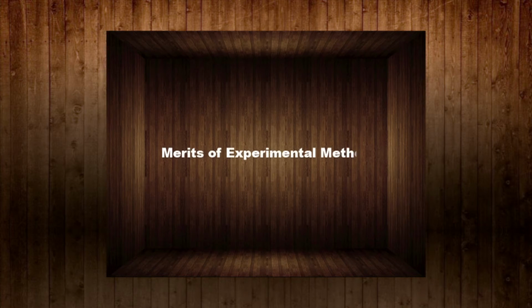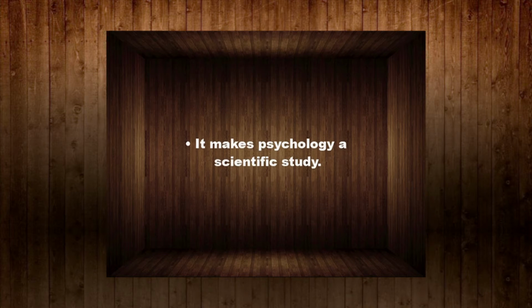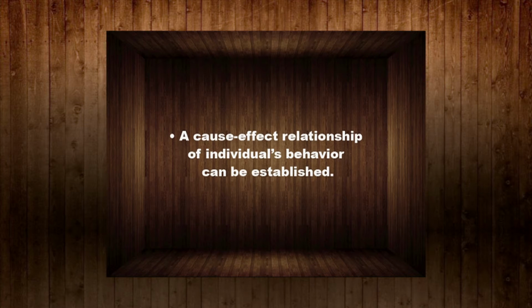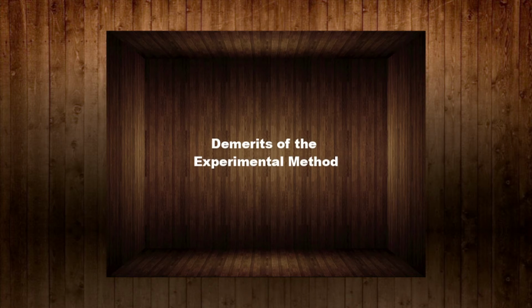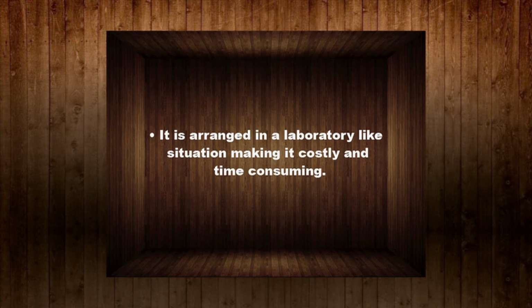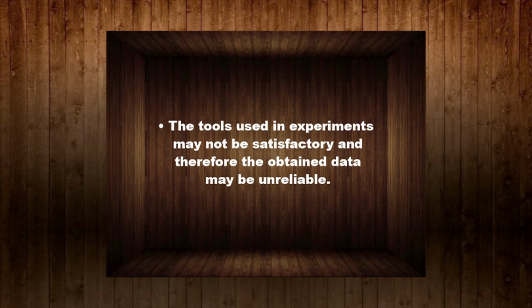Merits of the experimental method. Number one, it makes psychology a scientific study. Number two, a cause-effect relationship of individuals' behavior can be established. Demerits of the experimental method. Number one, it is arranged in a laboratory-like situation, making it costly and time-consuming. Number two, the tools used in experiments may not be satisfactory, and therefore the obtained data may be unreliable.